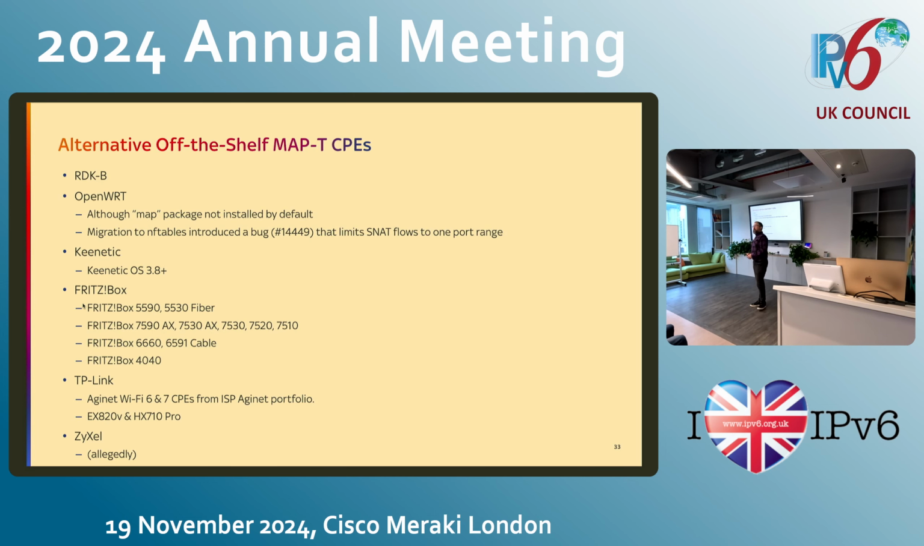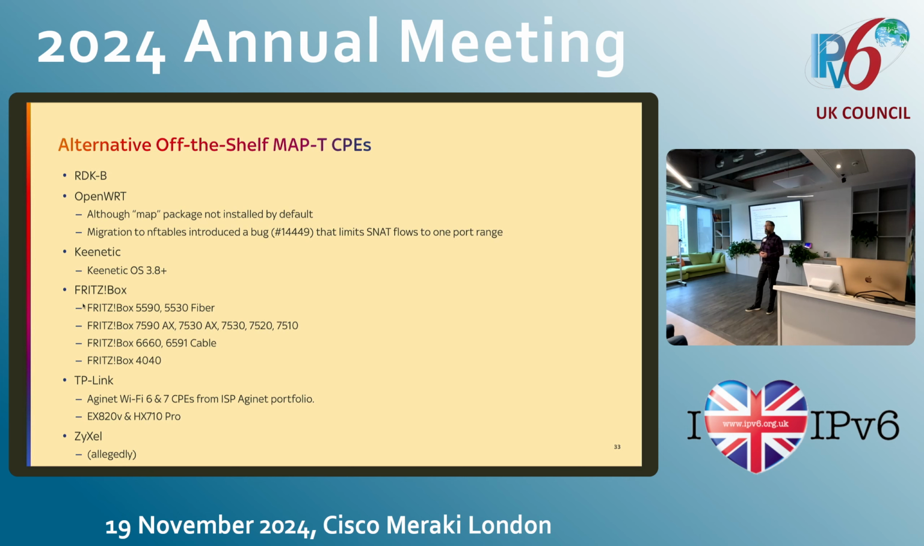One of the other problems ISPs complain about is not having a lot of CPE support for MAP-T, which is absolutely true, but that landscape's changed quite a lot recently. So we're lucky enough to build our own in-house CPE based on the open source RDK-B software stack, but OpenWrt's got a pretty good solution, even with the problems aside that I mentioned before, still pretty good.